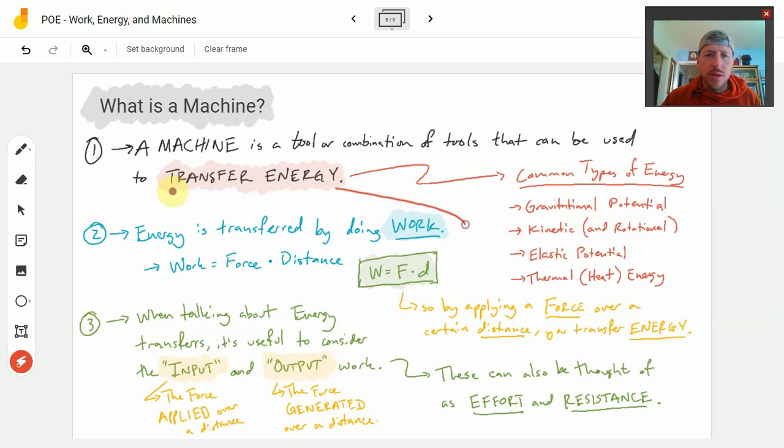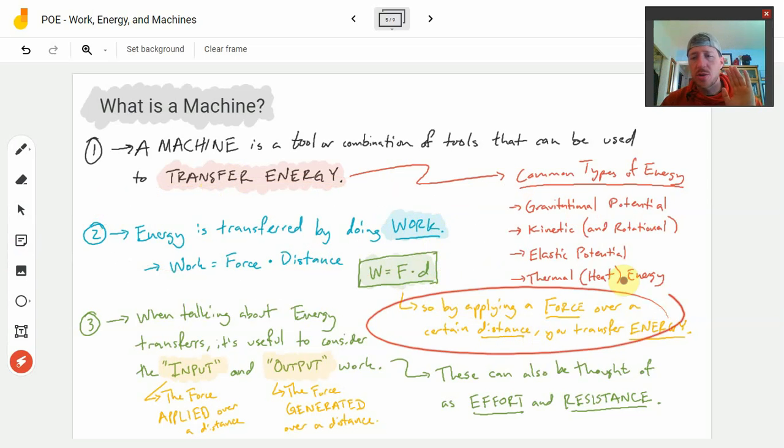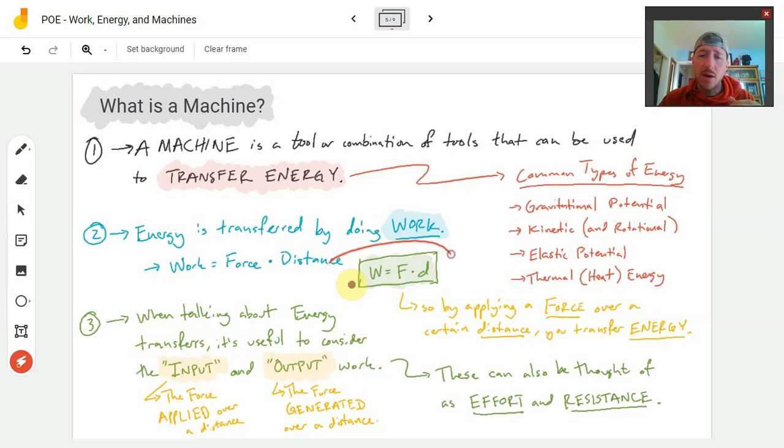So one thing of note to remember from physics is that energy is transferred by doing work, right? That is the main way that energy is transferred. And work is applying a force over a distance, right? So by applying a force over a certain distance, you are transferring energy. We can calculate work by taking that force in newtons and multiplying by the distance in meters, right? That is how we can actually calculate the work done, and work is just a transfer of energy.